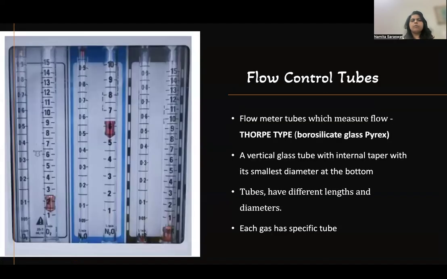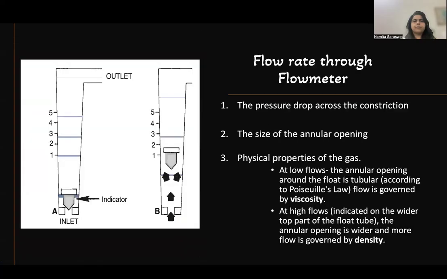Now, what are flow control tubes? These are made of borosilicate glass, Pyrex, and are known as Thorpe tubes. These are vertical tubes with an internal taper. Its smallest diameter will be at the bottom. The tubes have different lengths and different diameters for the different gases, and each gas has a specific tube.